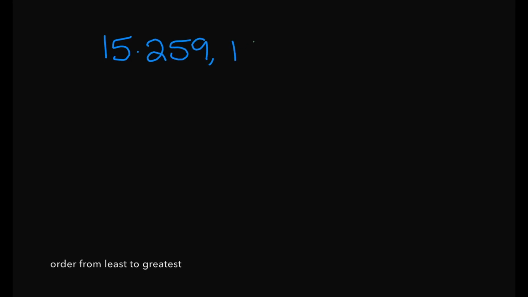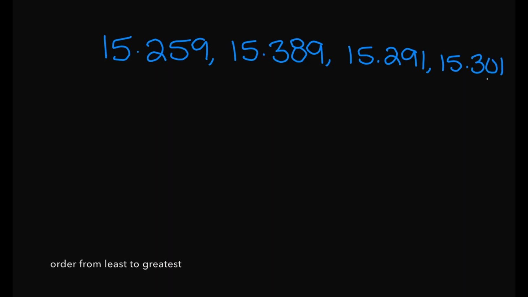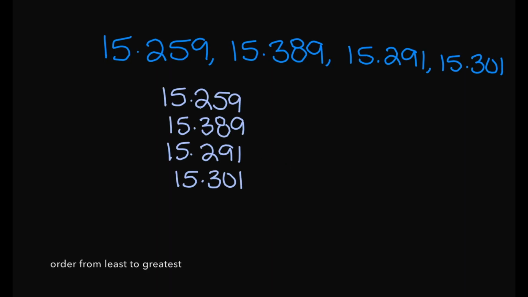15.259, 15.389, 15.291, and then 15.301. Let's line up our decimals. Notice here our 1s and our 5s are the same. That's good. Then we have 2, 3, 2, and 3. So let's focus here on the 2s. So after my 2s, we have 5 and 9.